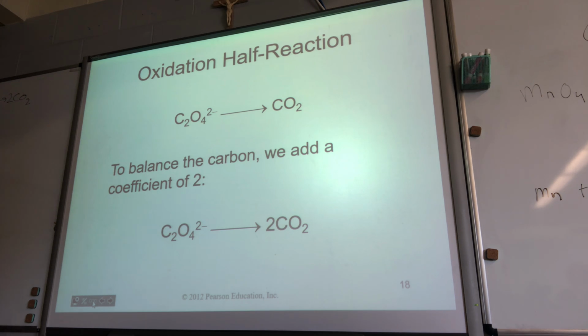Now we don't have hydrogens on the left side, even though we have them on the right side. So what do we have to do? Add our hydrogens to the other side in the form of H plus. How many H's do I have on the right now? 8. 4 times 2 is 8. So I'm going to add 8 H plus to the left side of my reaction.